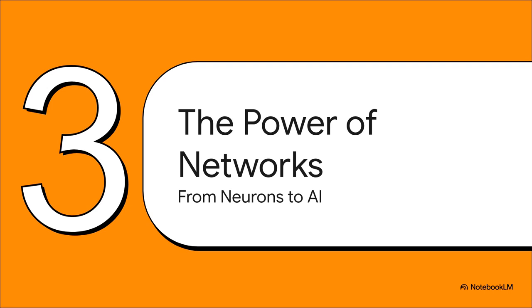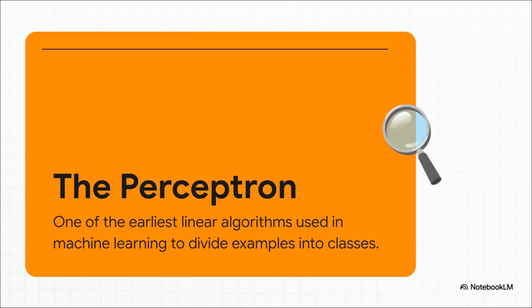Okay, but what about when the patterns aren't just simple lines or curves? What if you're trying to do something really hard, like recognize a face in a photo or understand what someone's saying? This is where the whole field took a massive leap forward, thanks to neural networks. And believe it or not, this whole idea starts way back in the 1950s with a thing called the perceptron.